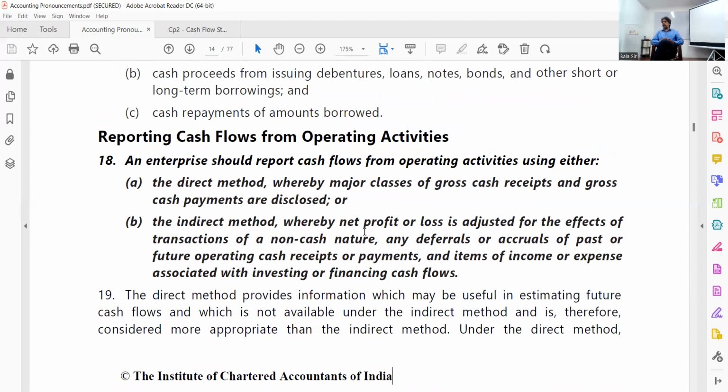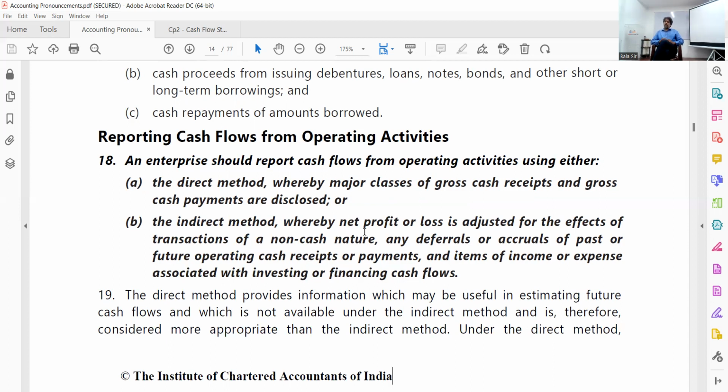Reporting cash flows from operating activities. That is a broad heading. Under that, para 18A: An enterprise should report cash flows from operating activities using either A, the direct method, whereby major classes of gross cash receipts and gross cash payments are disclosed. You saw that you show the gross cash. It will not say show this cash from customers and so on. It's understood, right? In fact, the examples of operating activities are given in another para.